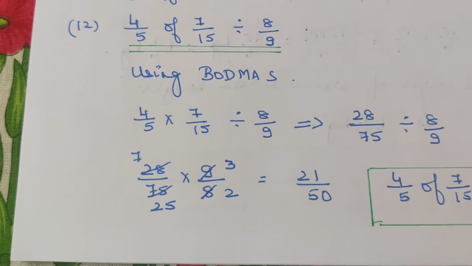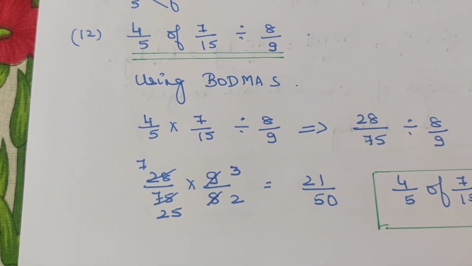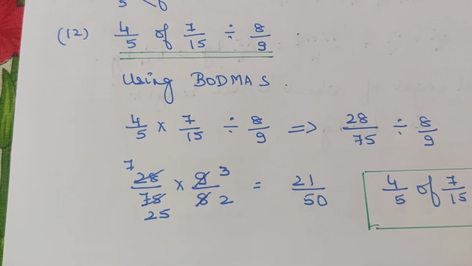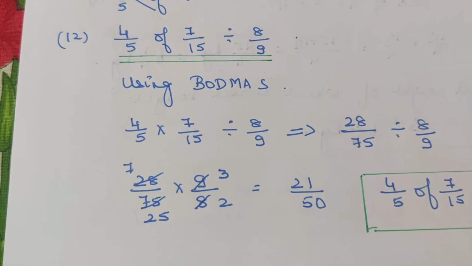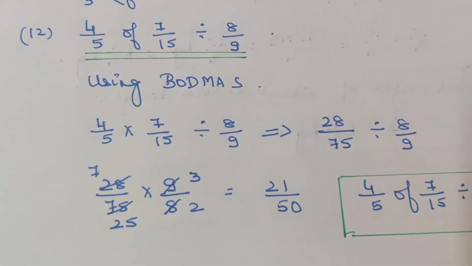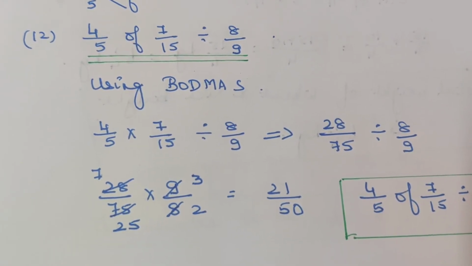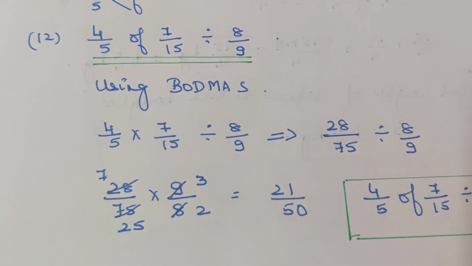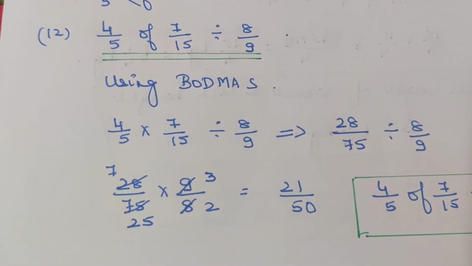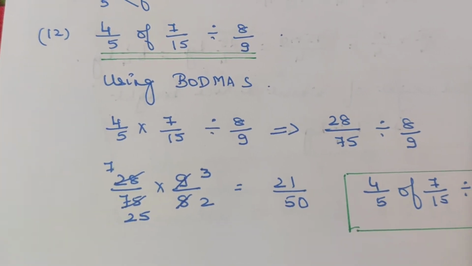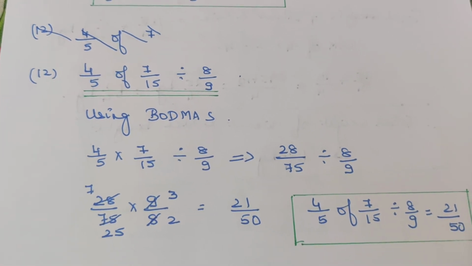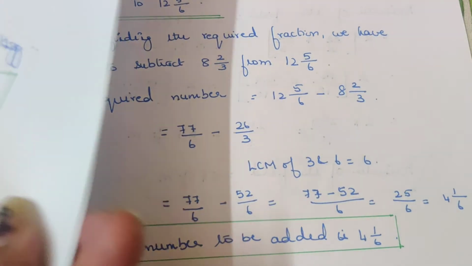The next one, 4/5 of 7/15 ÷ 8/9. Using BODMAS, you get 4/5 × 7/15 ÷ 8/9. That is equal to 28/75 ÷ 8/9. 28/75 × 9/8. That is equal to 21/50. Therefore, 4/5 of 7/15 ÷ 8/9 is equal to 21/50.